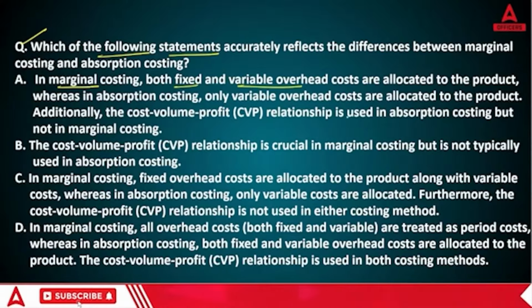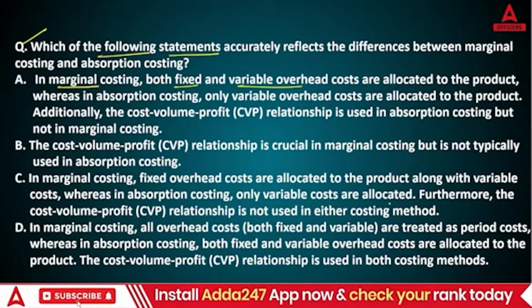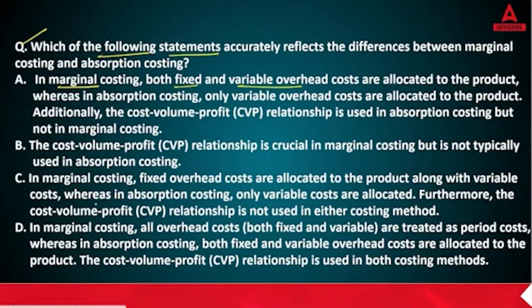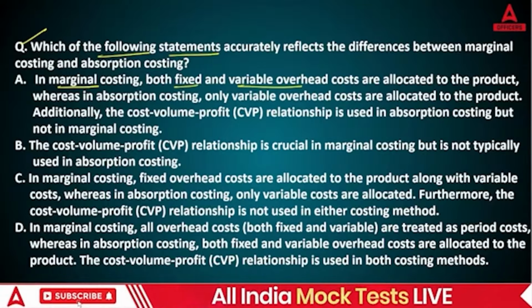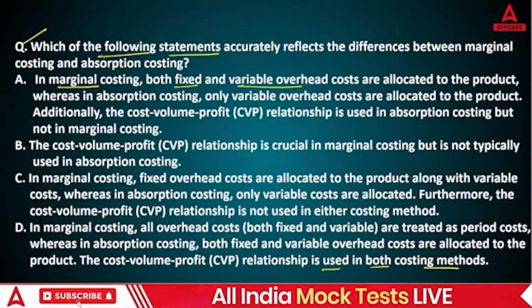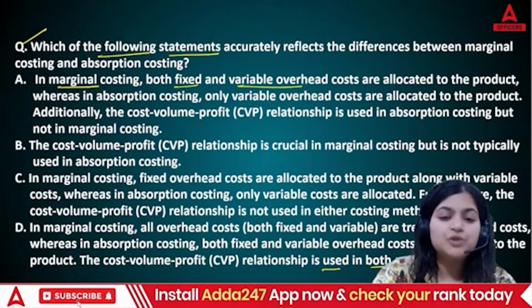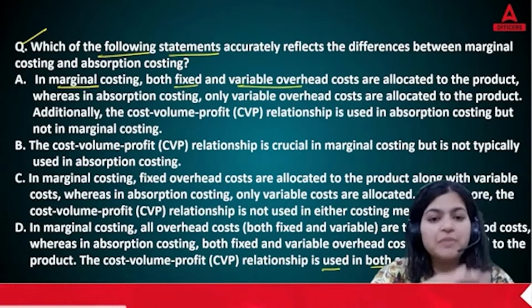C. In marginal costing, fixed overhead costs are allocated to the product along with variable costs, whereas in absorption costing, only variable costs are allocated. Furthermore, the CVP relationship is not used in either costing method. D. In marginal costing, all overhead costs, both fixed and variable, are treated as period cost, whereas in absorption costing, both fixed and variable overhead costs are allocated to the product, and the CVP relationship is used in both costing methods. Now, this is a very lengthy question, you can say, but if you know the difference between absorption costing and marginal costing, then this question is very easy.